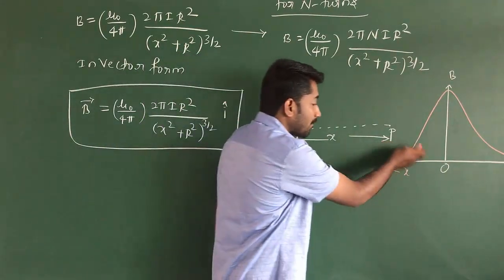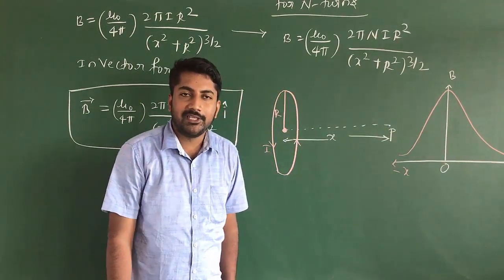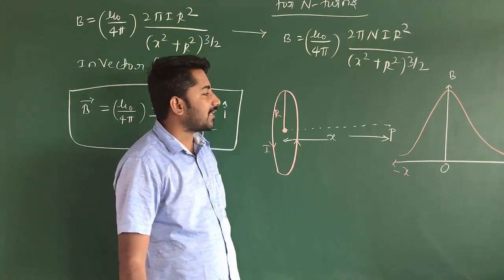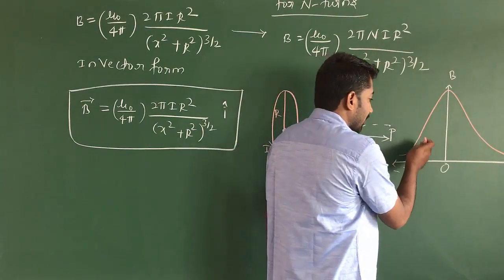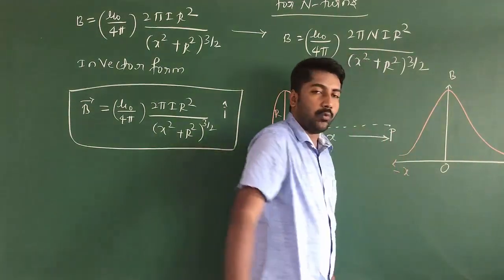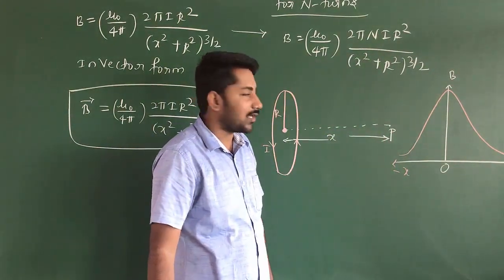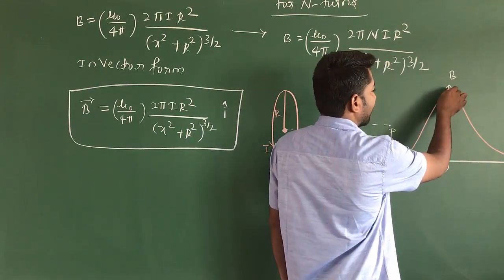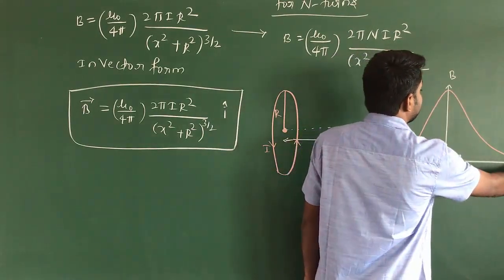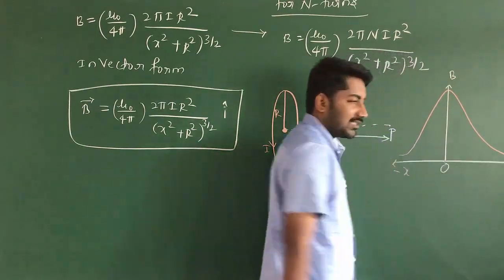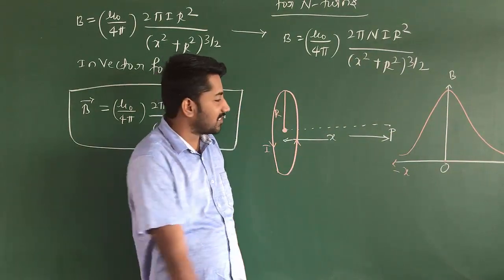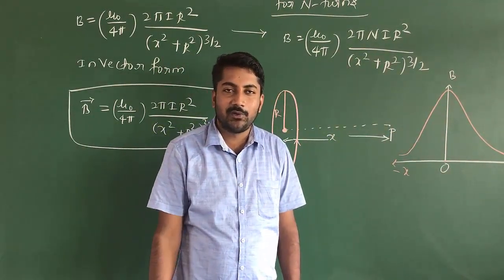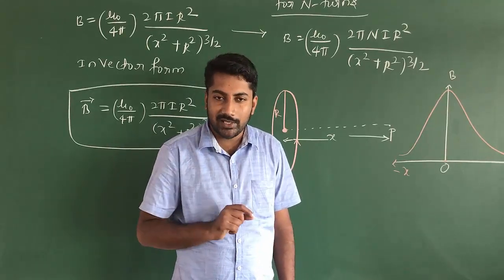This graph shows the variation of magnetic field due to the current carrying circular coil, or the current carrying circular loop. If the distance is 0, at the center of the coil, the magnetic field is maximum. If the distance increases on either side, the magnetic field decreases.